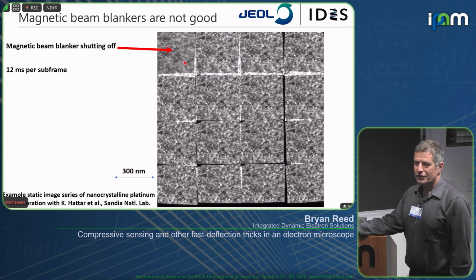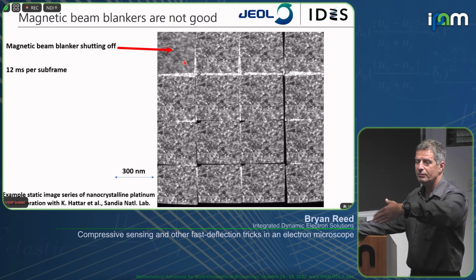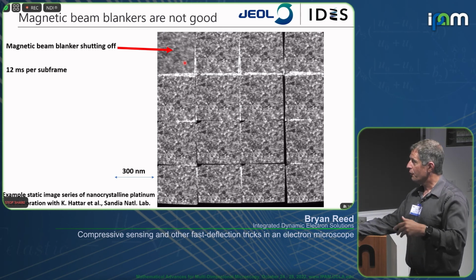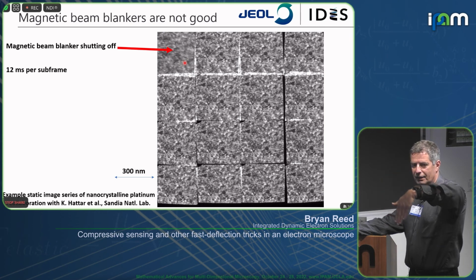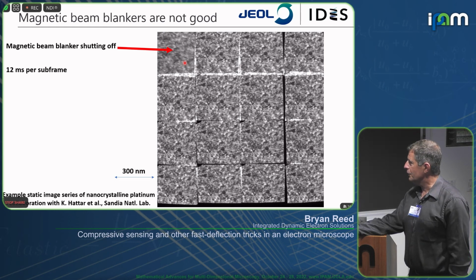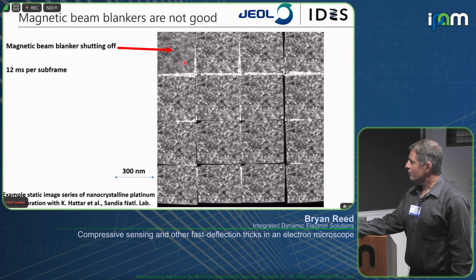Well, it looks like nasty astigmatism. Well, it is astigmatism, but it's not from misfocus of the lenses. It's from the fact that the beam is tilted. It's like third order aberration coefficient kind of astigmatism. The beam is tilted, so you get an astigmatism in the image. That's because for a large fraction of that 12 milliseconds, the beam is settling and stopping and partially blanked and badly aligned. So you get these bad-looking images at very short exposure times based on the magnetic beam blanker.